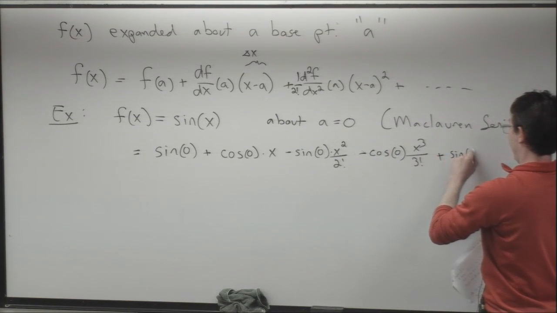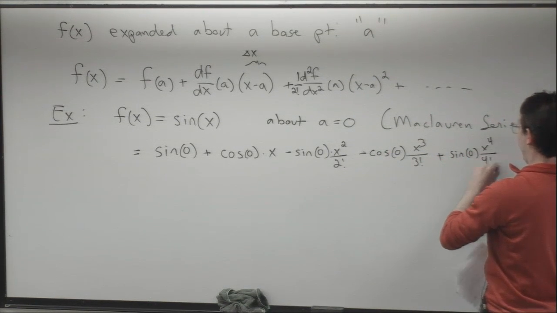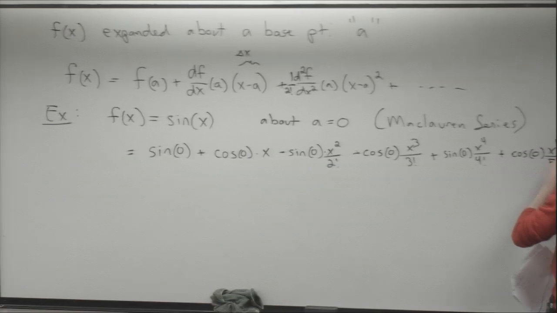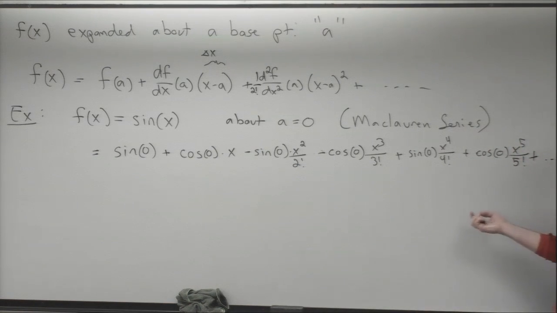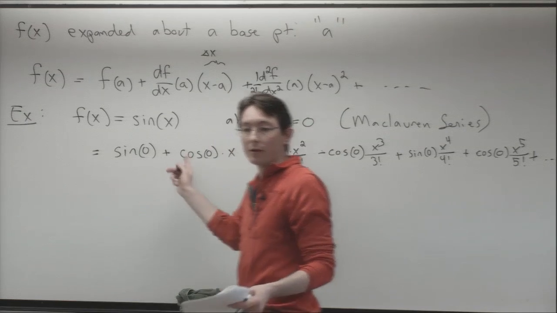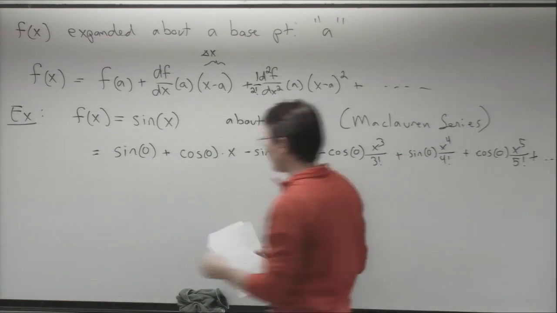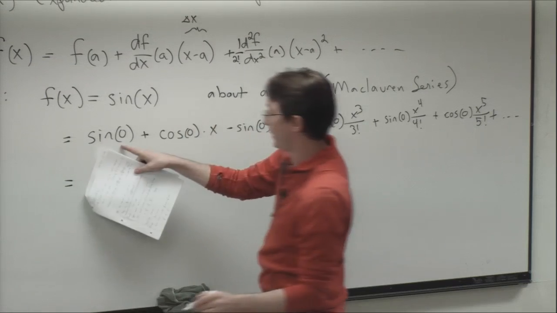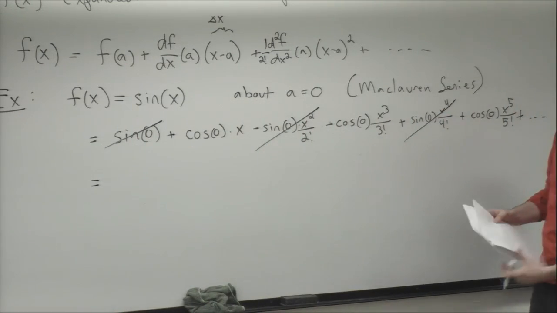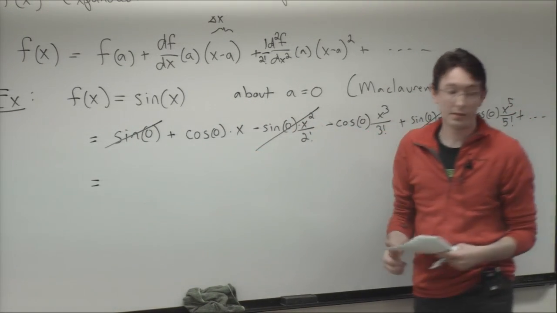Plus sine of 0 x to the 4th over 4 factorial, minus, no, plus cos 0 x to the 5th over 5 factorial. And we can just keep going because there's a pattern. Okay? So sine of 0 is always 0. Cos of 0 is always 1. And so all of the terms with sine 0 go away. And I'm only left with the cos 0 terms.